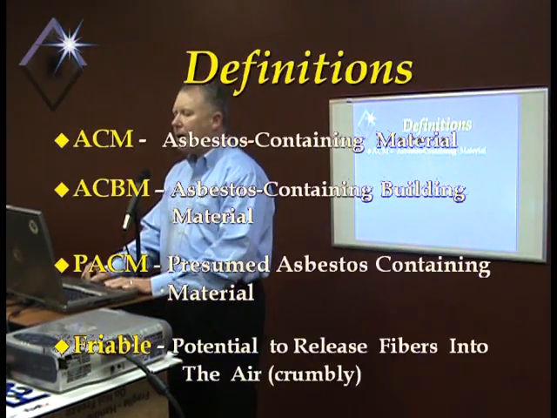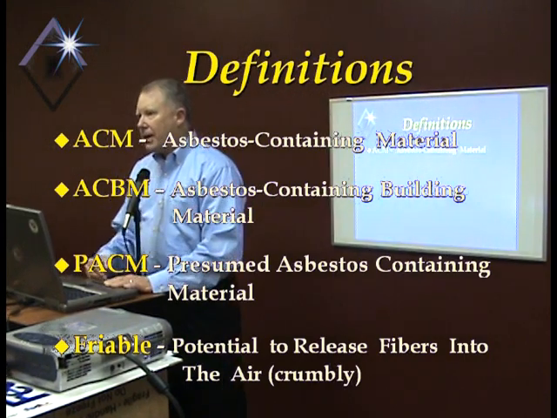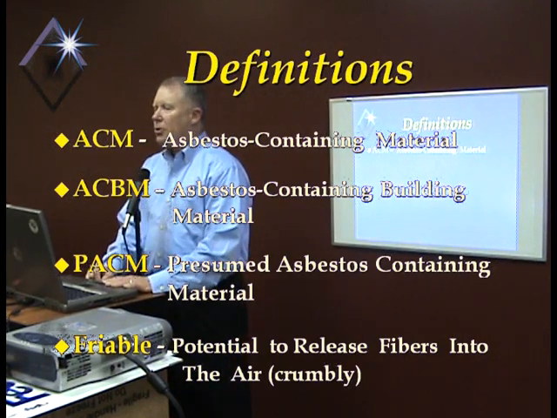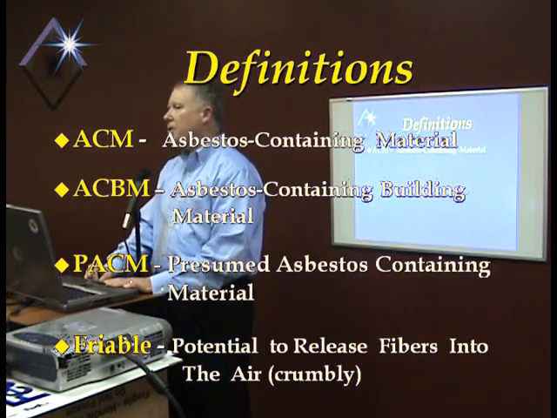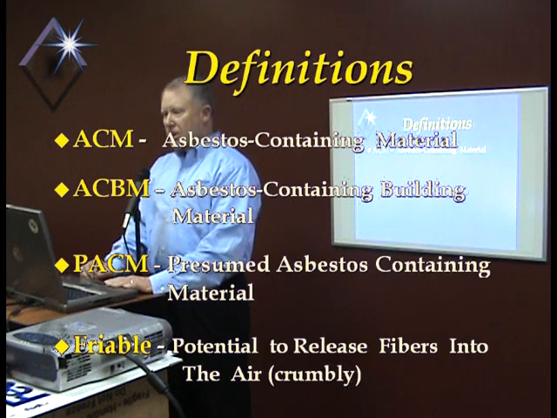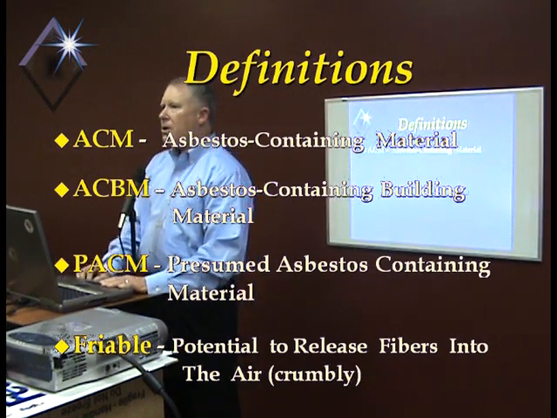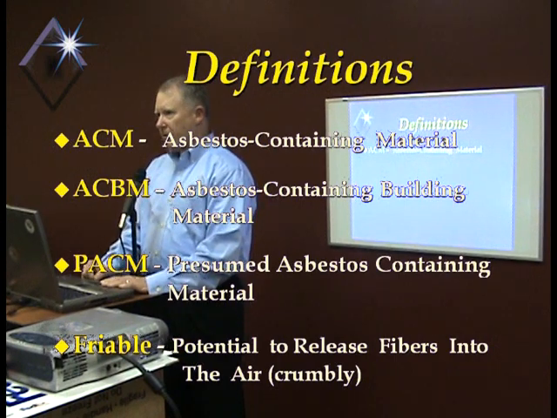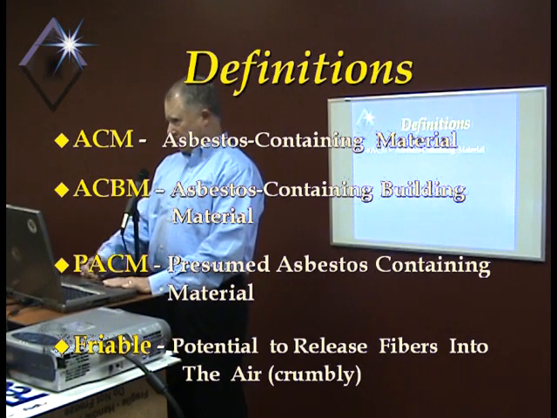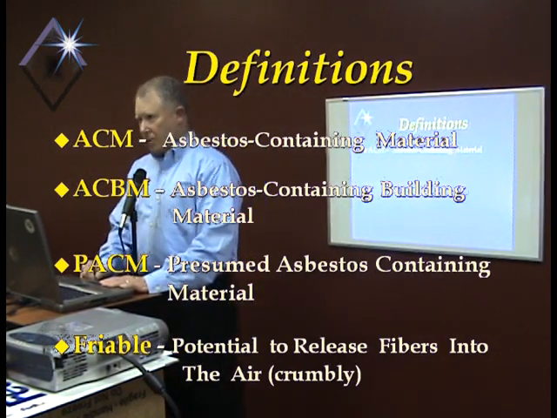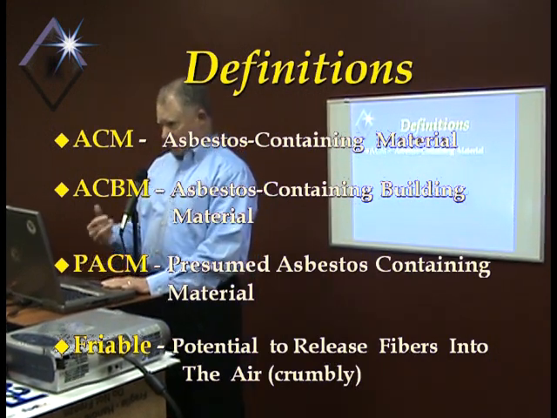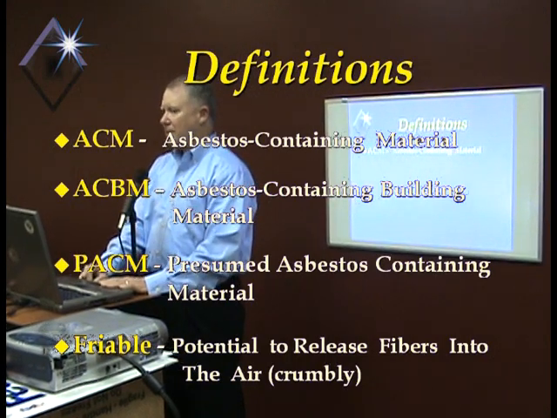You hear a lot of times the term ACM. That is a term that means an asbestos-containing material. You'll find that in most of the regulations that we're going to discuss a little bit further along. And an asbestos-containing material by definition is a material that contains more than 1% by weight of asbestos. So you can have an asbestos-containing material with a material that's 1.5%. You can have a small amount of asbestos in a material. If it's less than 1%, then it actually is not considered by definition an asbestos-containing material.